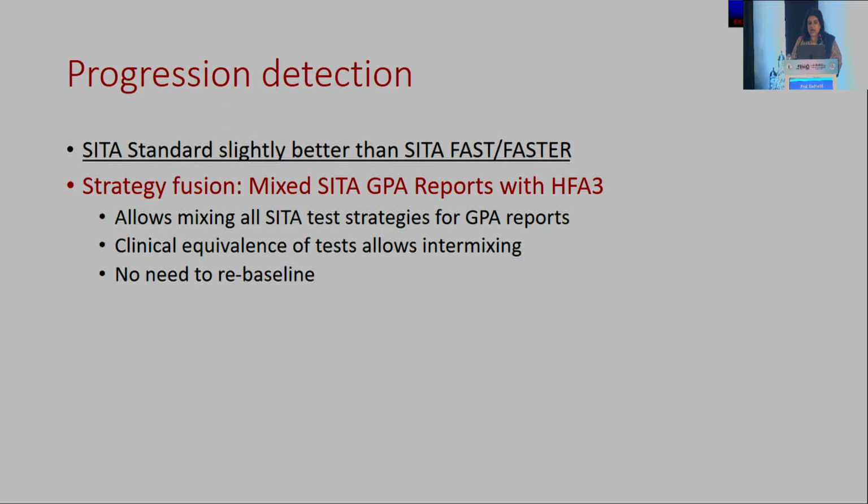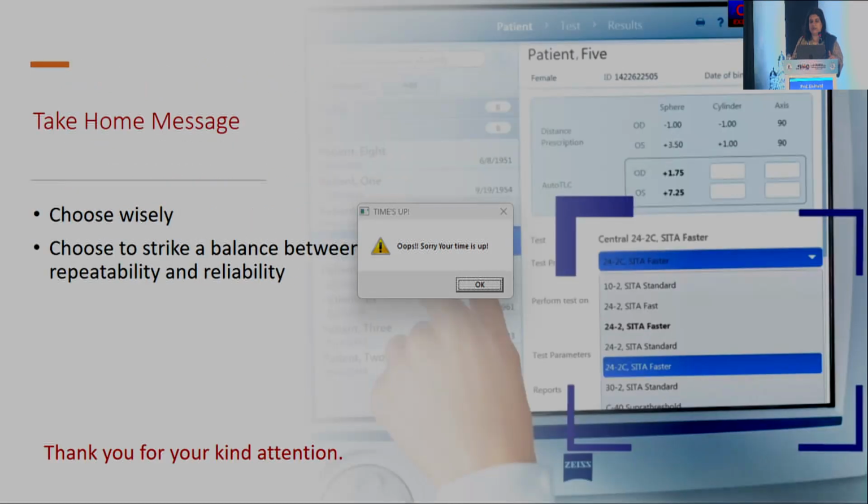With regards to progression detection, SITA standard is slightly better than SITA fast and faster, but with HFA3, now you can fuse the previous different forms of strategies and get all the strategies in the GPA summary, which allows you clinical equivalence of testing. So choose wisely and strike a balance between repeatability and reliability. Thank you.